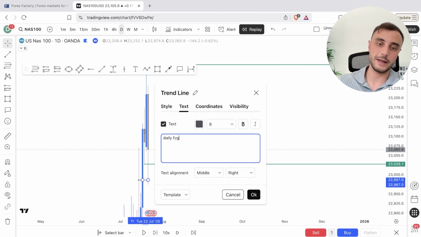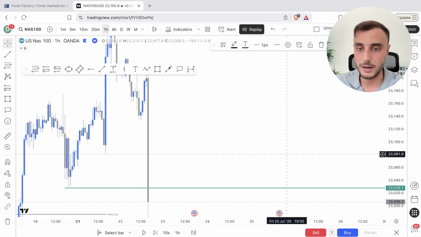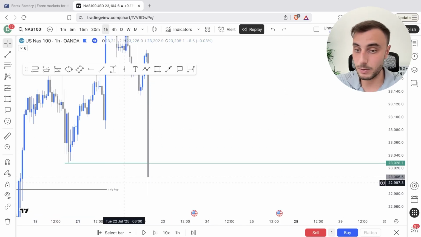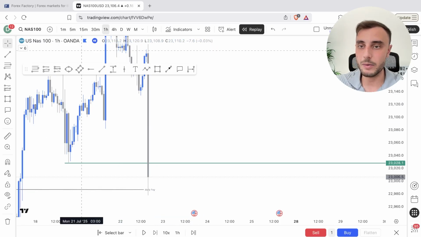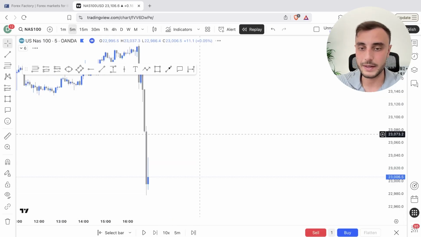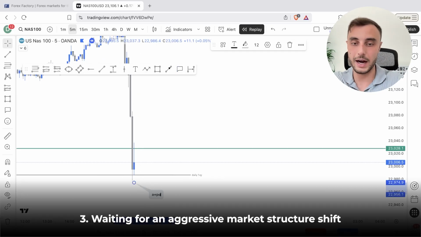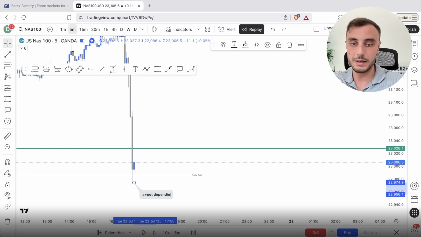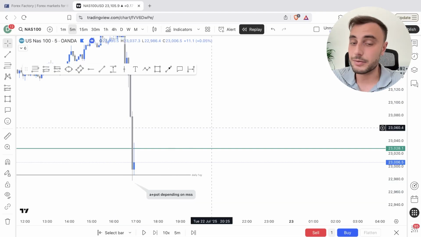I noted it, so I can have it visible on the 1 hour as well. Then I dragged it so I can have it visible on the 5 minute as well. I dragged it over here, and then I went on the 5 minute, and I knew that I have an A+ potential depending on the shift, because right now I do have a higher time frame confluence. The missing piece of the puzzle is the aggressive shift on the 5 minute. And after that, I just waited.